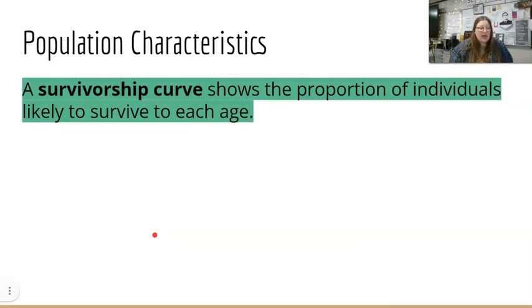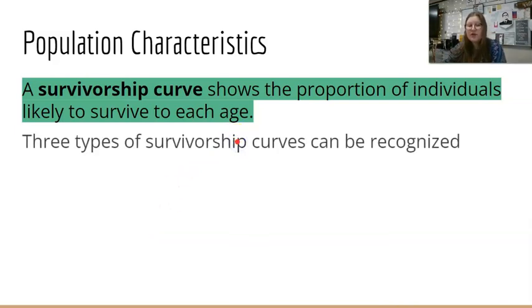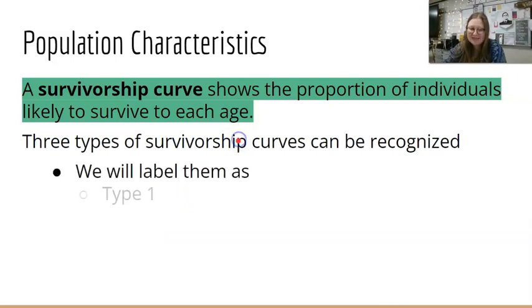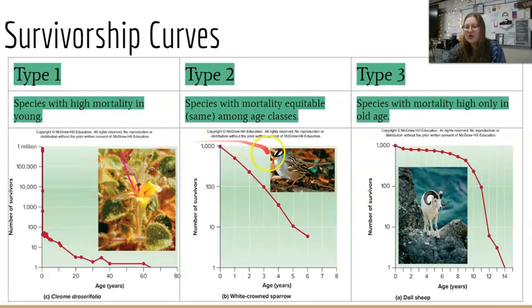When we are looking at different populations, different species, we will see different kinds of survivorship curves. A survivorship curve shows the proportion of individuals likely to survive to each age. There are 3 types of survivorship curves that can be recognized, and we will name them type 1, type 2, and type 3. So these are those 3 types.